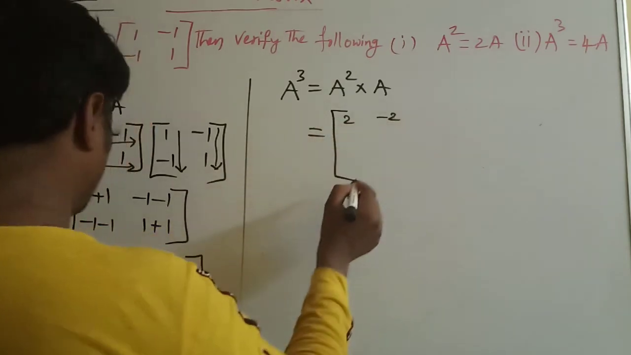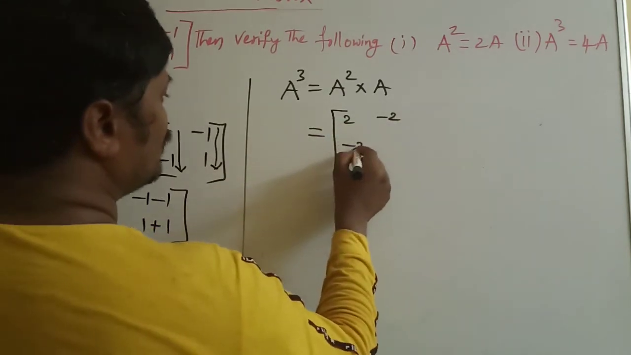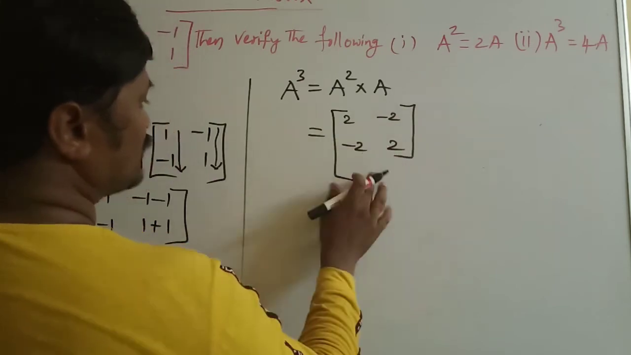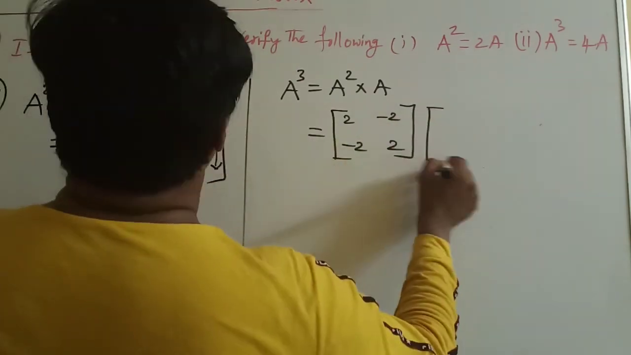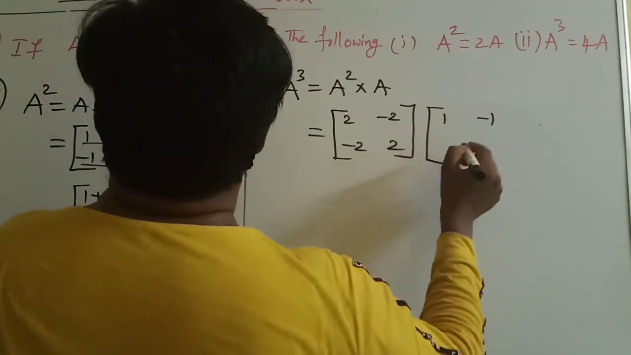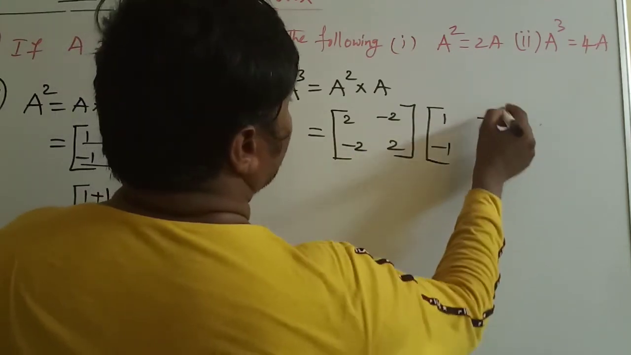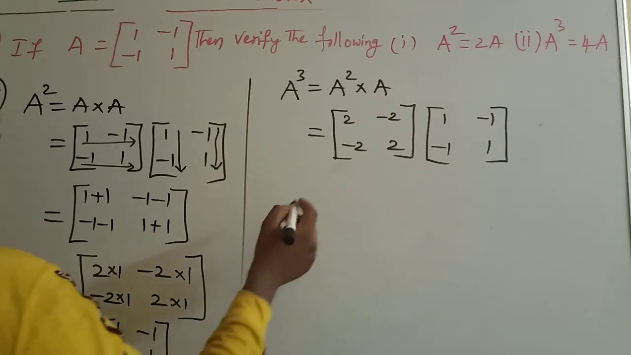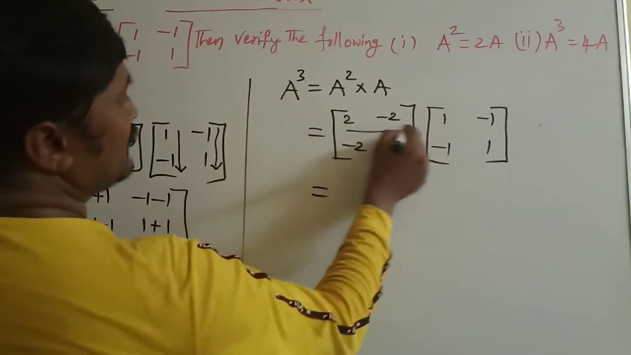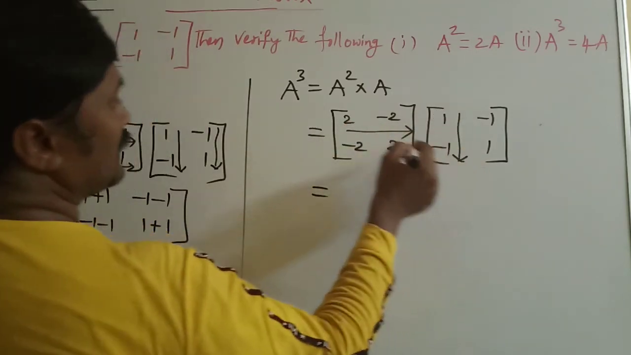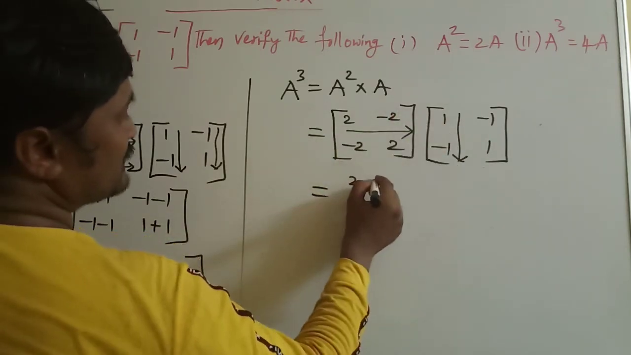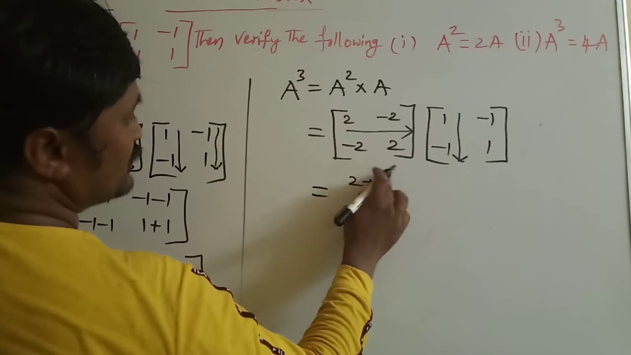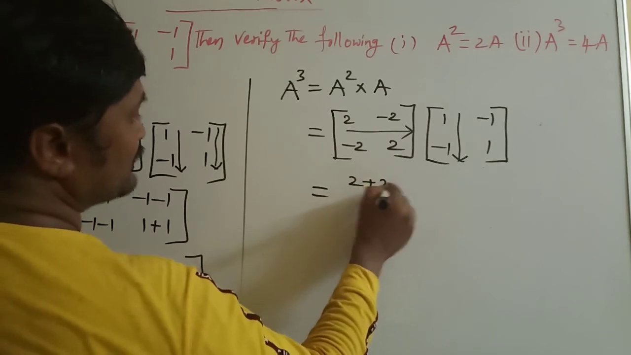2, minus 2, minus 2 and 2. So this is about your A square, and A is nothing but 1, minus 1, minus 1 and 1. Just multiply, now what are you going to get? First row and first column: 2 ones are 2, minus into minus is plus, 2 ones are 2. So we can write here 2.